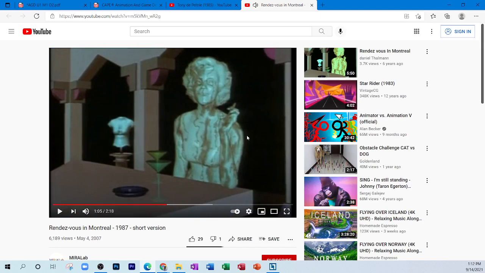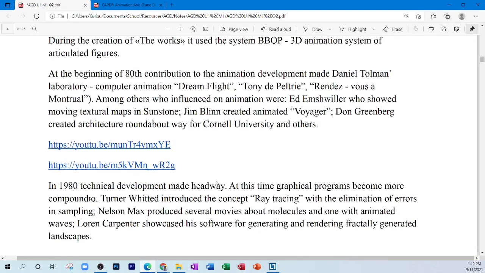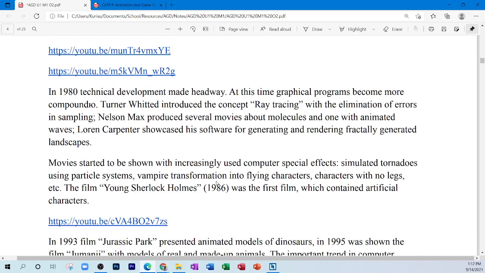And another 3D animation that was created in 1987. So from that time period, we started progressing towards 3D animation. Zane, you can continue reading.